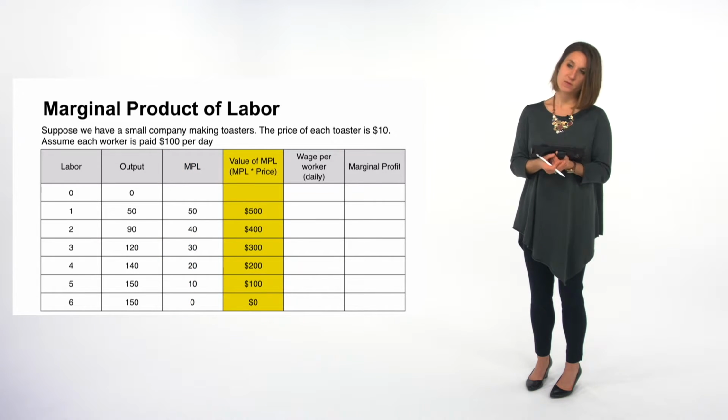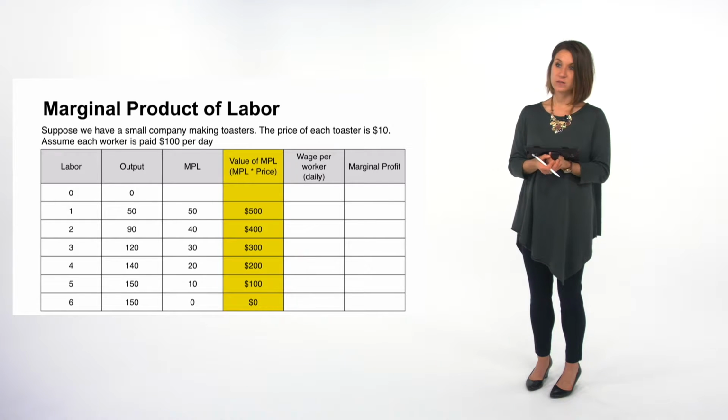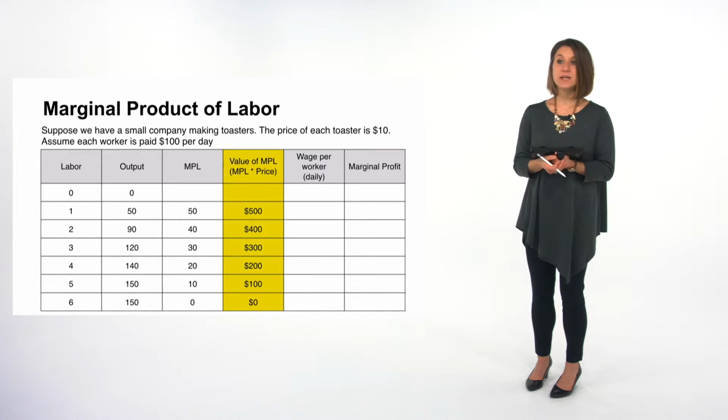Let's think about now the value of that added production. So when we look at the value of the marginal product of labor, we want to multiply the marginal product of labor that we just determined by the price of the good.